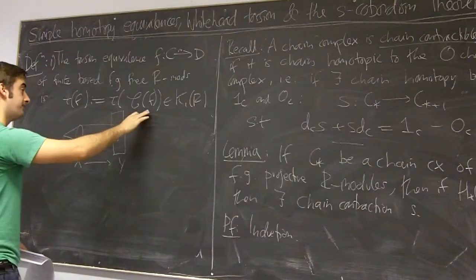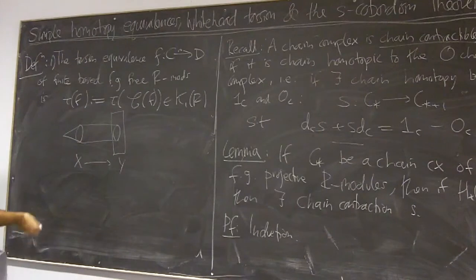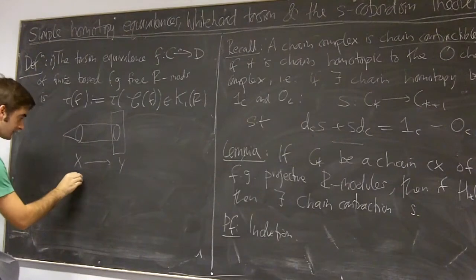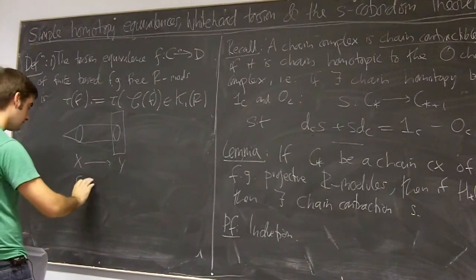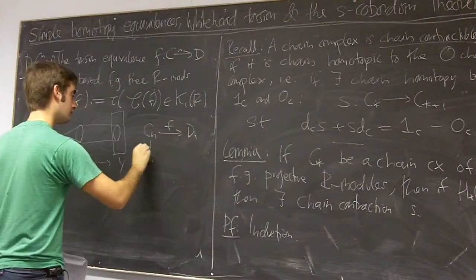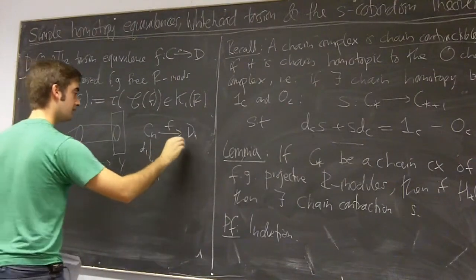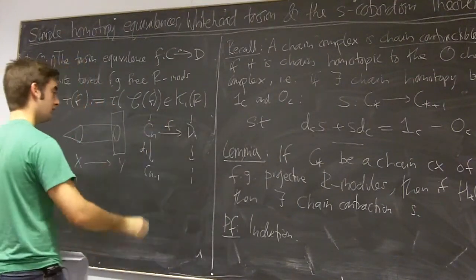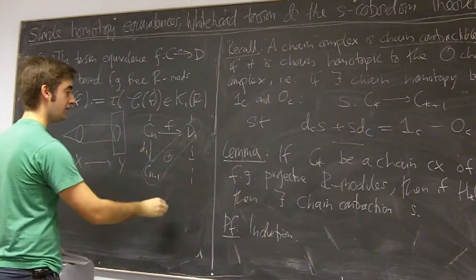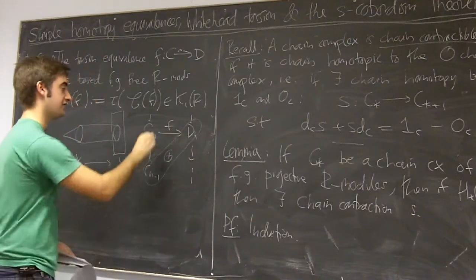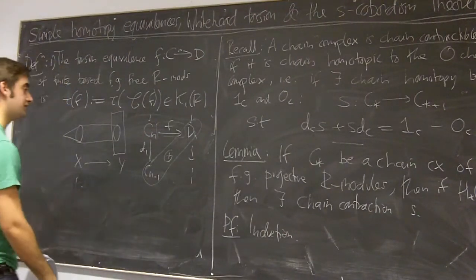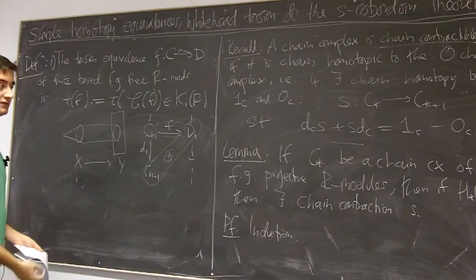The algebraic mapping cone is taking, well, roughly speaking, I'll just do this very quickly. You're taking the direct sum of C and D with a shift, and you have boundary maps such that the image of F is trivial in this sum. So it's the chain complex version of this.